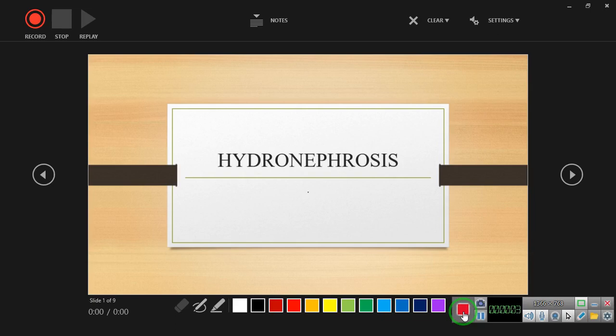Next is hydronephrosis. It is a complication of renal stones. So we will see what are the complications which are affecting the kidneys.